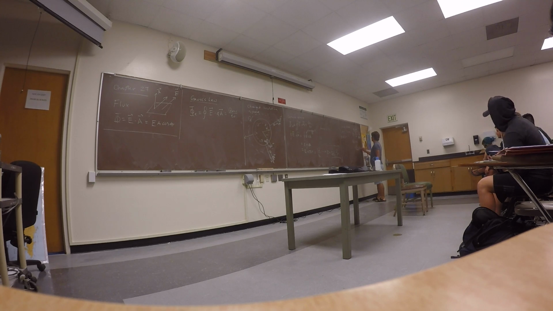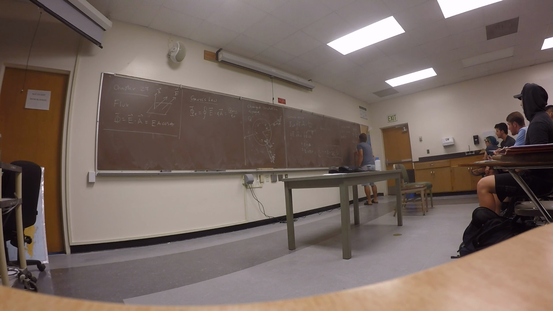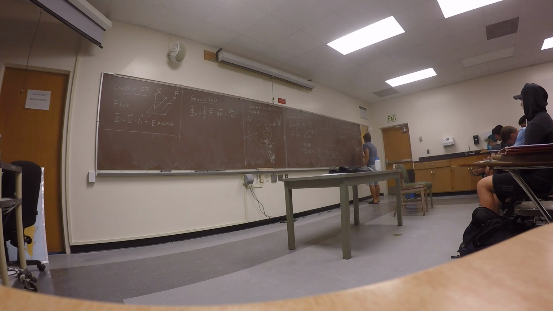4/3 pi times little r cubed. Oh, yeah, this should be cubed, sorry. So this cancels out, and we get Q enclosed is equal to Q times r cubed over big R cubed.